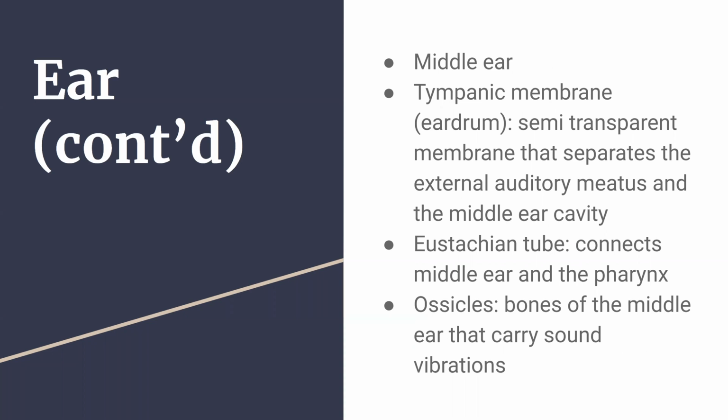The tympanic membrane is the eardrum itself, a semi-transparent membrane, and it separates the external auditory meatus and the middle ear cavity. Now, the eustachian tube is what connects the middle ear to the pharynx. The ossicles are bones of the middle ear, and those carry sound vibrations.